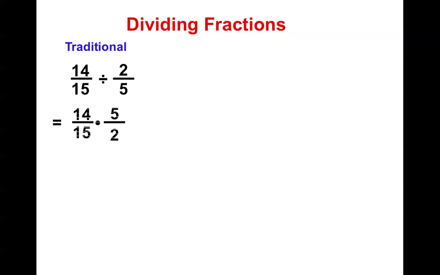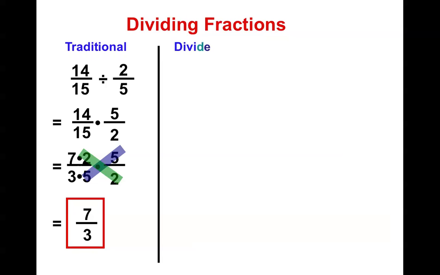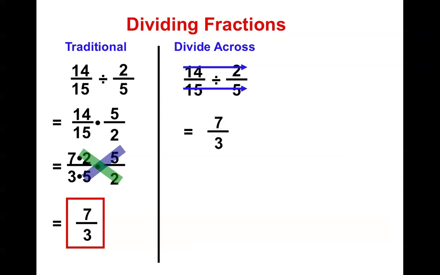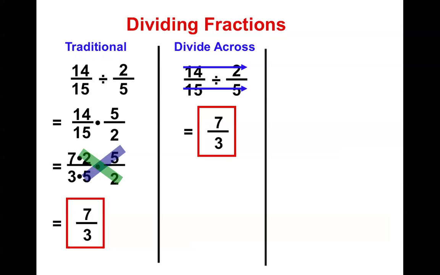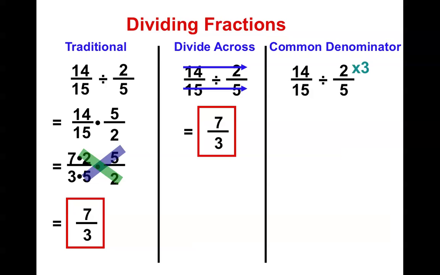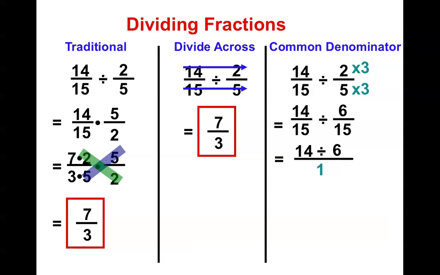Let's see these side by side. First way, keep, change, take the reciprocal. Simplify, and you get the answer 7 over 3. Way 2, divide straight across. Notice 14 divided by 2 is 7, 15 divided by 5 is 3. That divide straight across does work nicely when the numbers are cooperative. And if you want to get a common denominator, get the denominator 15, what do you end up with? 14 divided by 6 over 1, which is 14 divided by 6. And when you simplify it, of course, you get 7 over 3.